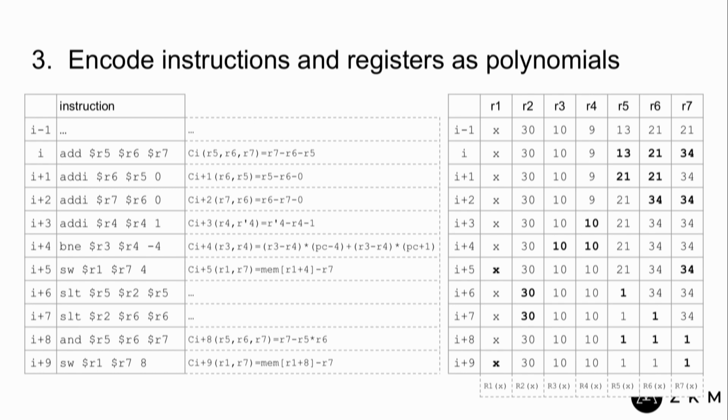First, we convert each row into a constraint polynomial, like for row i, C_i of R5, R6, R7 equals R7 minus R6 minus R5. We call it a constraint polynomial. So with the instruction sequence, we have different constraint polynomials. On the other hand, we also have the trace polynomials, that means R1(x), R2(x), which we want to commit for the execution trace.